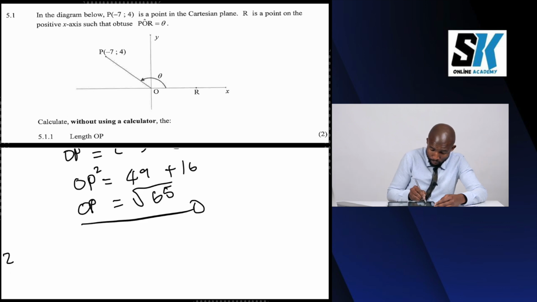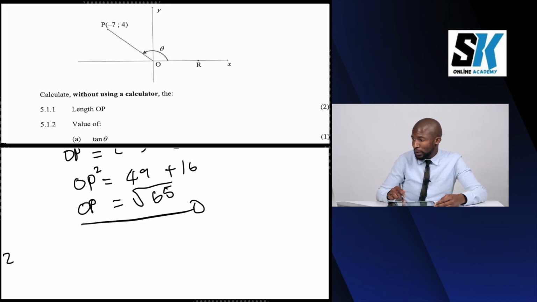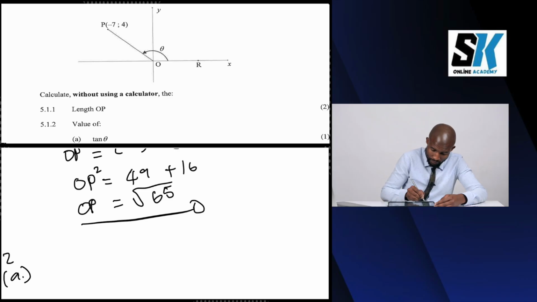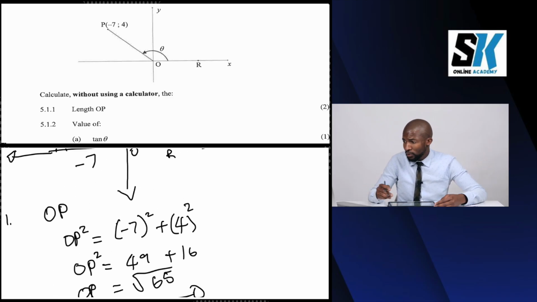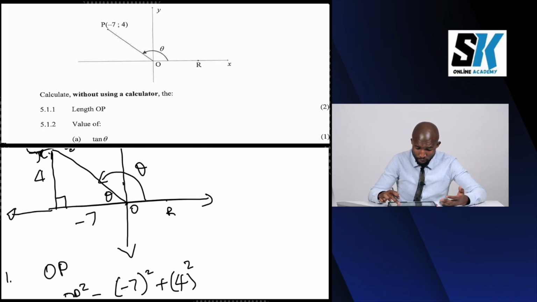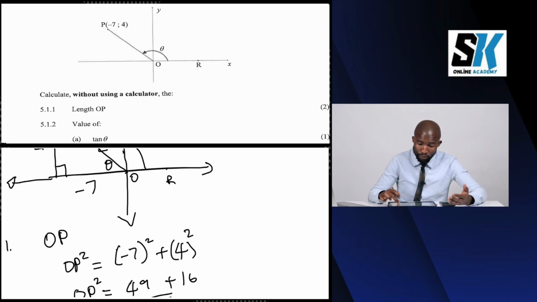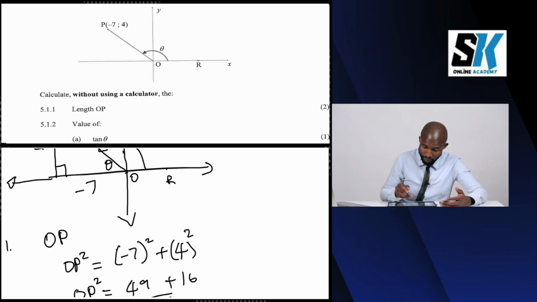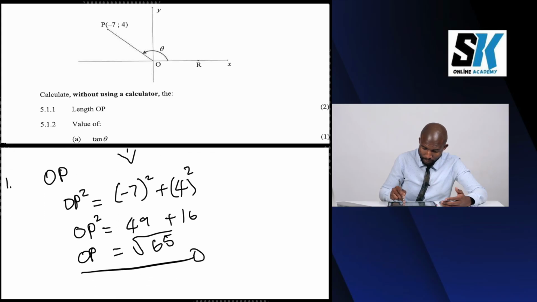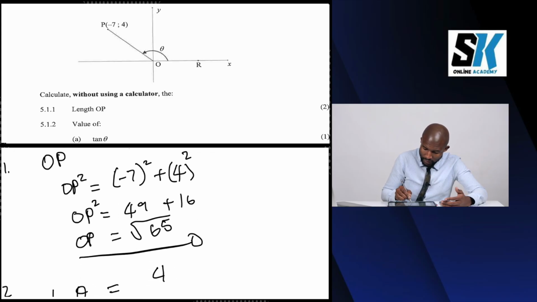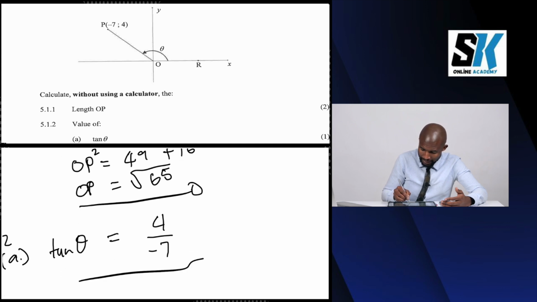Then 5.1.2, it says determine the value, and the first one is as simple as tan theta. So the basic thing that you do, you go to your sketch again. You know that tan theta is equal to opposite over adjacent, which is your trig ratios. So your opposite is 4, and your adjacent is -7. So that is the value of tan theta.